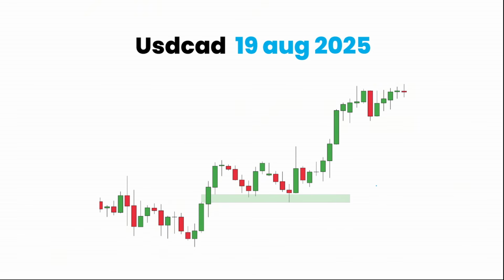All right, so first one is USD CAD on the 19th of August 2025. You can actually go back and verify what we are talking about. It is the same example that we were talking about. We've said the first thing is to look for a fair value gap. After that, we can see retracement to that fair value gap, and then we can see a shift from that fair value gap giving us the 2 candle H4 arrangement and an entry at 50% of this particular candle.